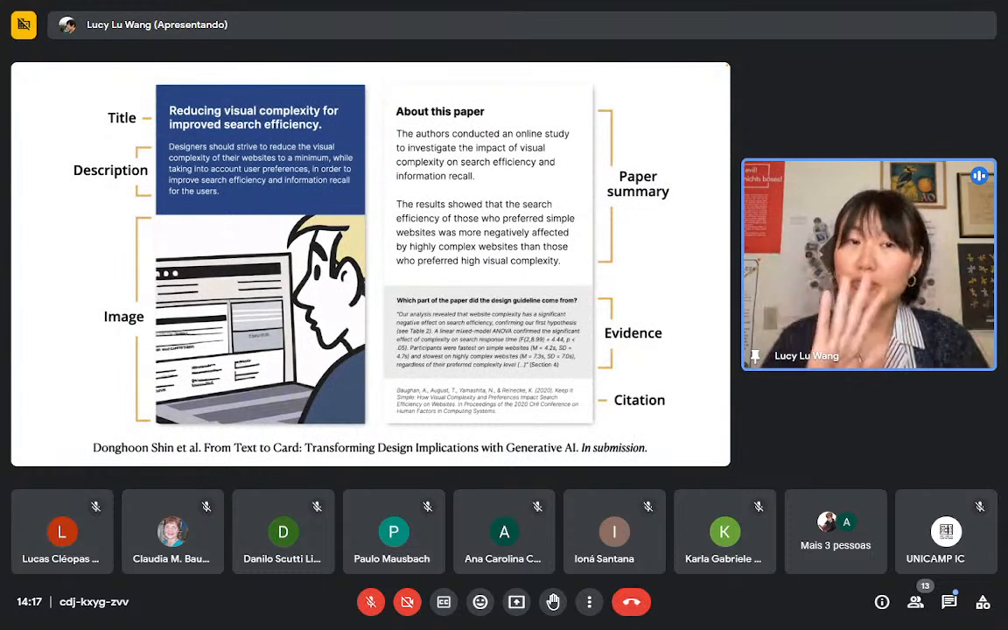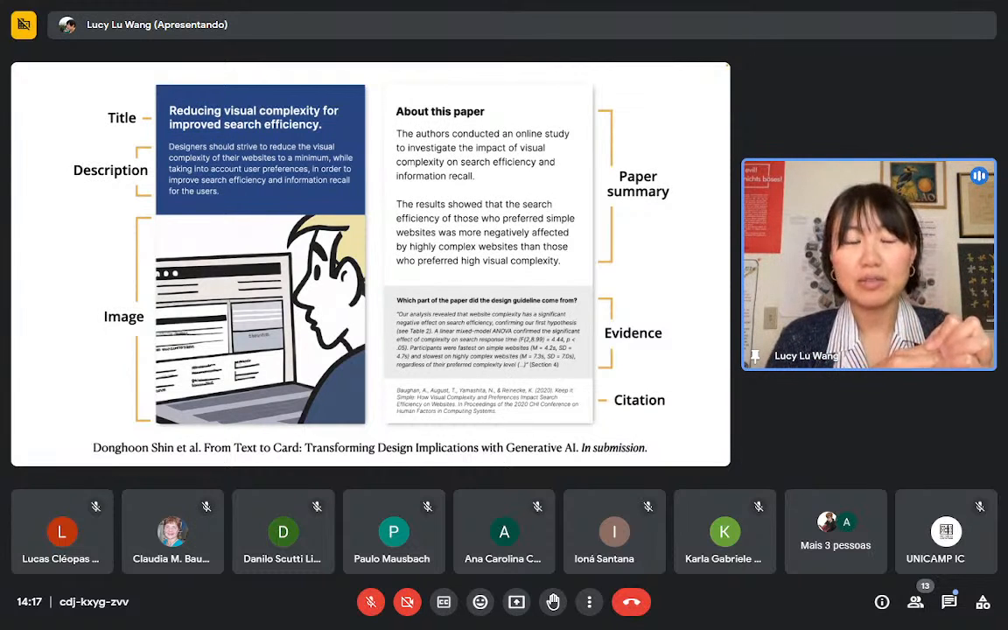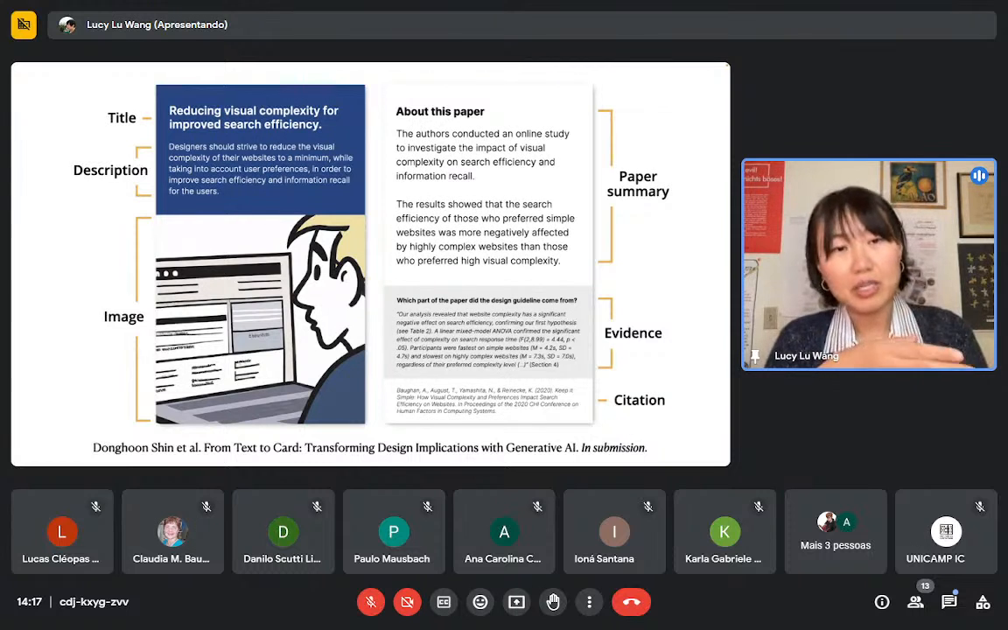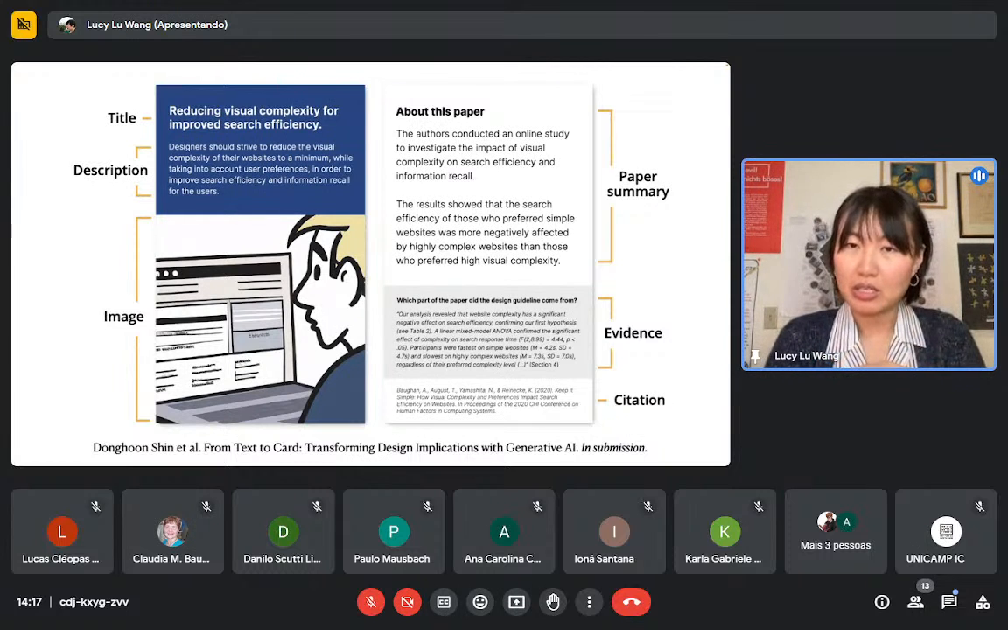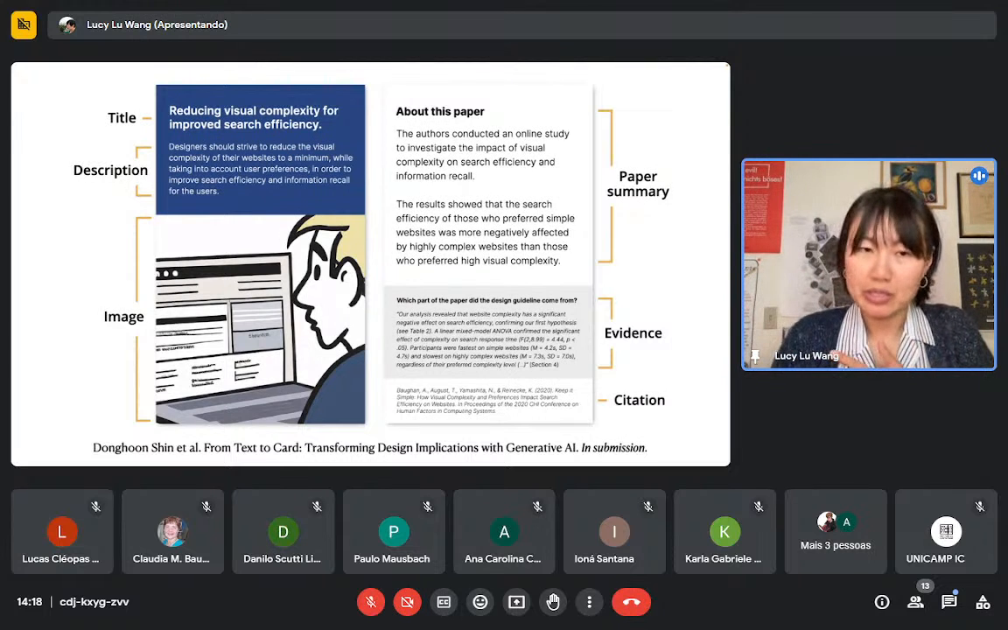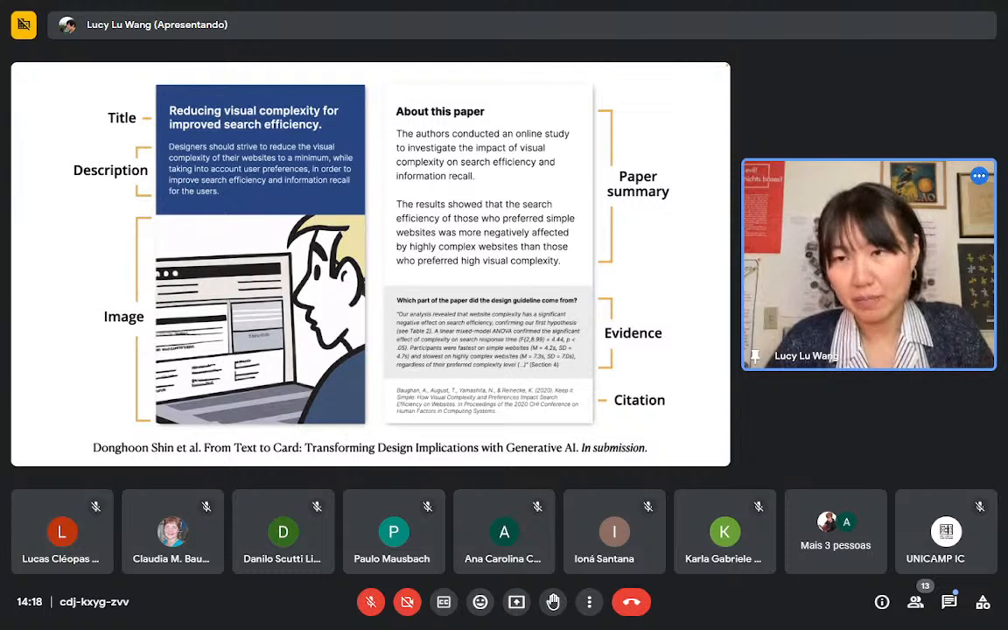So the card has two faces. It starts with a title and a short description of the design implication, and then has a generated image to illustrate the target population or the kind of use case setting. And then on the second face, we include a short summary of the paper itself, as well as an evidence quote that we extract directly from the paper to help support this design finding.